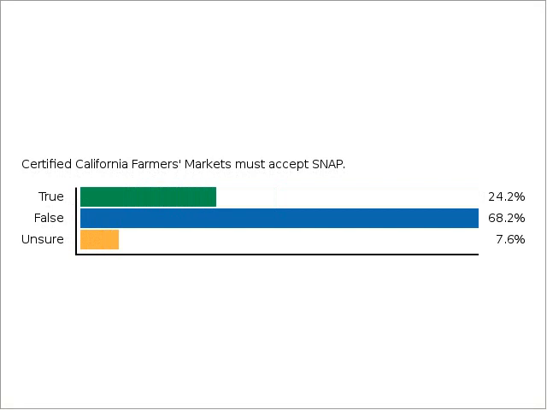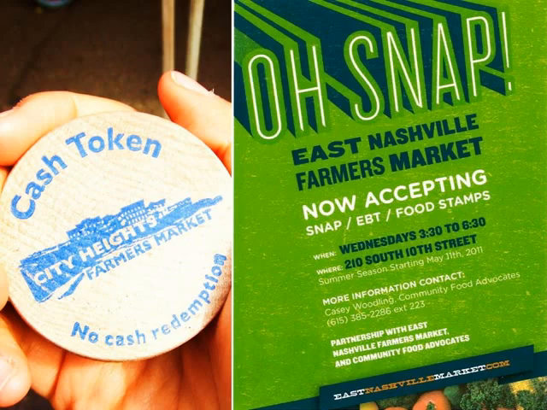Okay, I'll go ahead and close the poll. It's obvious that accepting SNAP at markets improves access for low-income shoppers, so is it a requirement? Almost 70% of you thought that was false, but about 23% thought it was true. It's actually a little bit of a trick question. Here's what the law says.